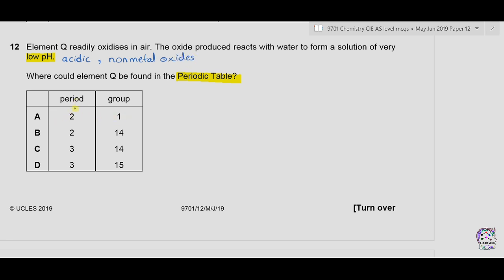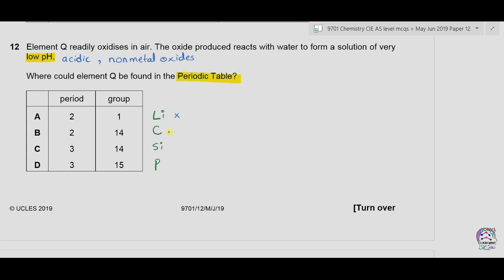Now looking at the options, we have period 2 and group 1. The element is lithium. So lithium is a metal. B is in period 2 and group 14. So the element is carbon. C is period 3 and group 14. So the element is silicon. D is in period 3 and group 15. So the element is phosphorus. As lithium is a metal, its oxide will be basic in nature. So therefore we can remove this one.